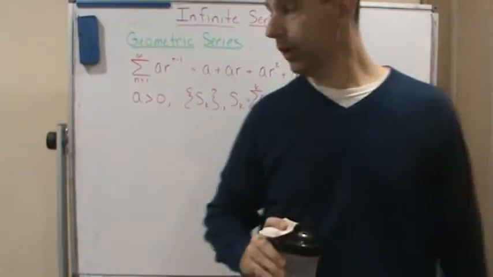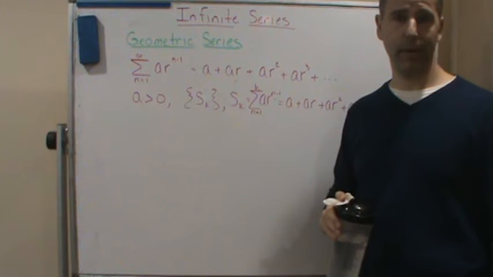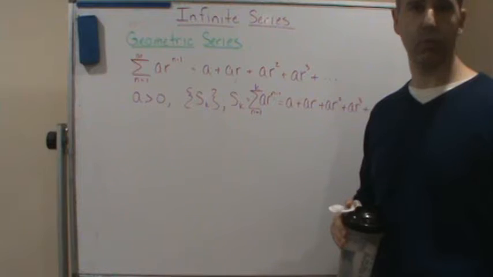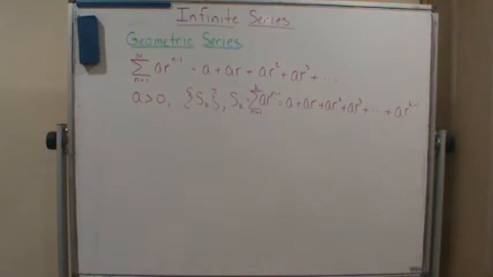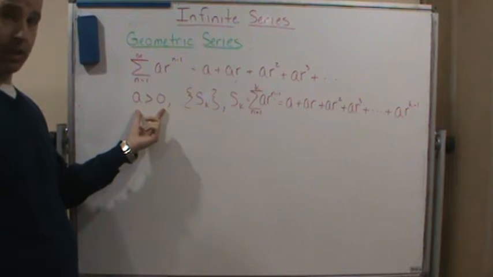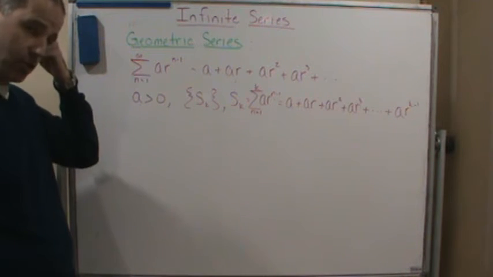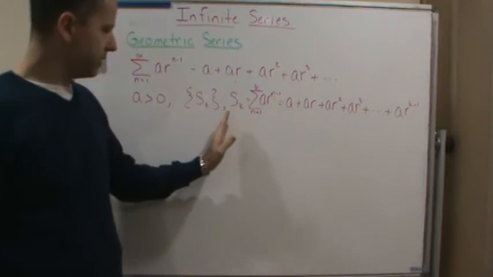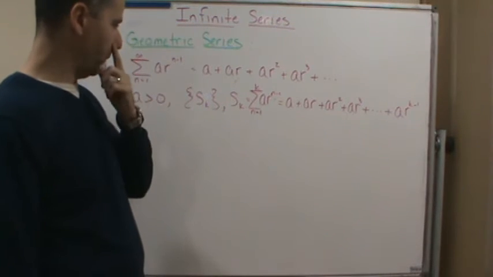Okay, so welcome back. Now what we're going to do is figure out when a geometric series converges and when it diverges. So let's look at a geometric series in the general case. We have this, and let's assume that A is positive, so the initial term is positive. And so the sequence of partial sums is given by this expression here.